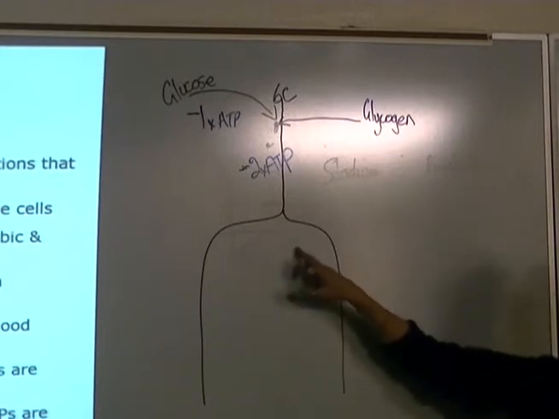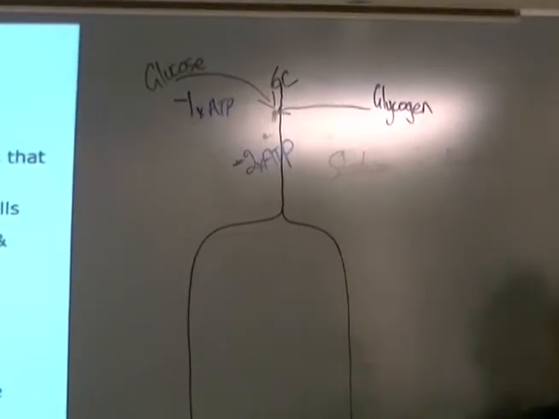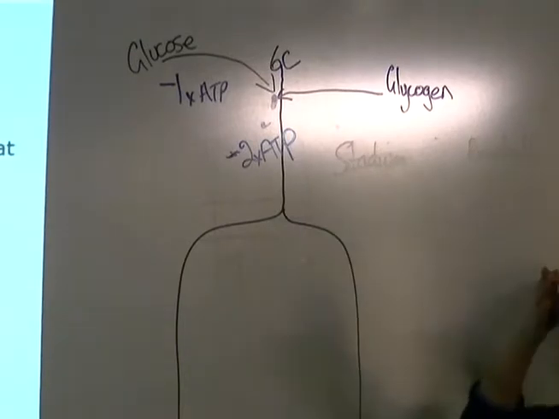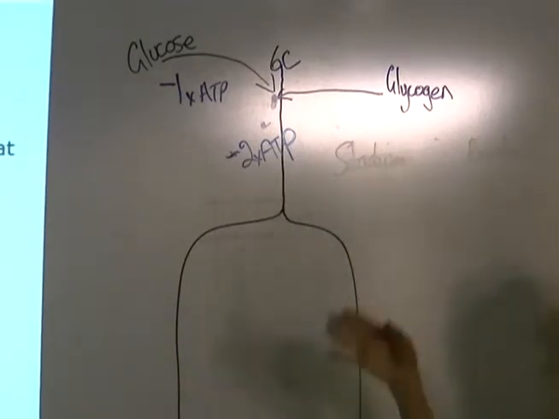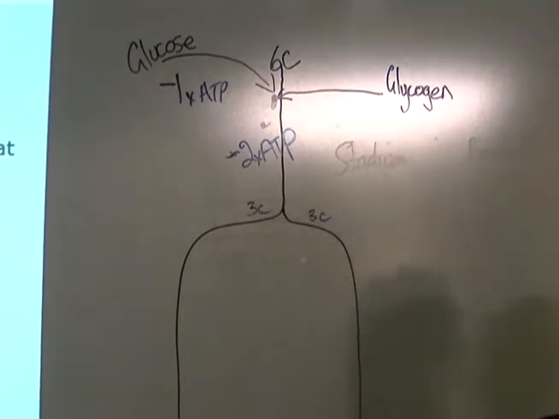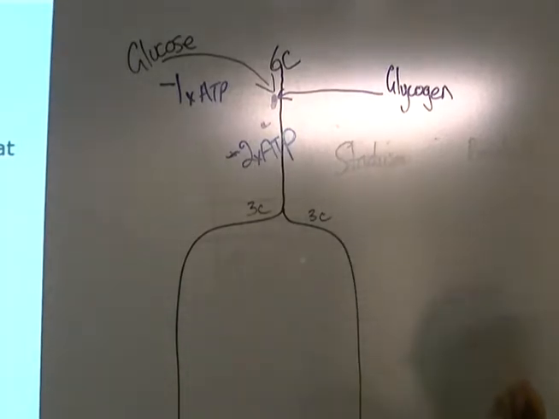When we get to here, which is around halfway for those of us that aren't biology people, right? The molecule that's left at this point splits in 2. So now I have a 3-carbon molecule over here and a 3-carbon molecule over here. Each of those molecules is going to keep breaking down.